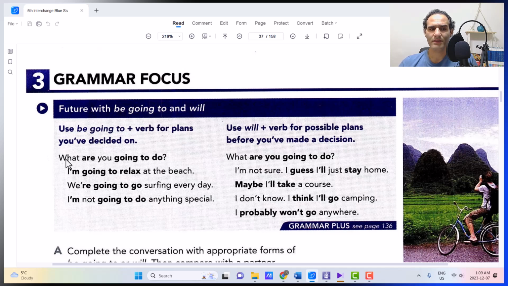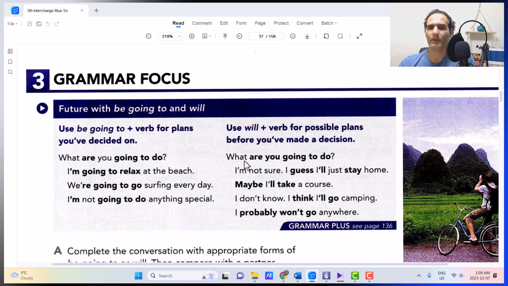The sentences say, what are you gonna do? I'm gonna relax at the beach. It means I've got plans for that. Or we're gonna go surfing every day, plans for that. Or I'm not going to do anything special. It means I have decided not to do anything special. So there are plans for all of them.